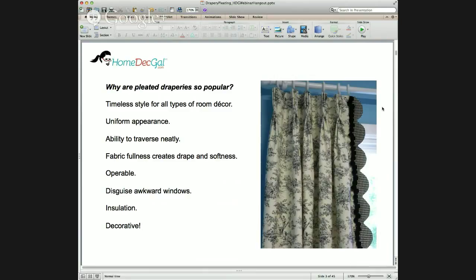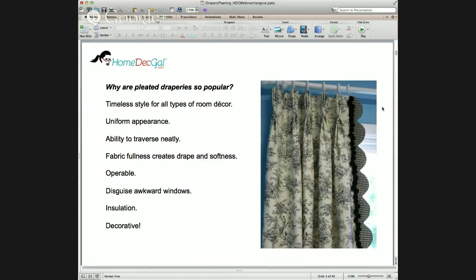So why exactly are pleated draperies so popular? Let's look at that first. Why do we go to all this trouble to take fabric and manipulate it into pleats? Well, there's a timelessness about it. It's a style that fits all types of room decor. You can have pleated draperies in a kid's room, a child's room, a master bedroom, a living room, a kitchen window, family rooms, libraries. And they look great on all windows, rectangular, square, round, arched.